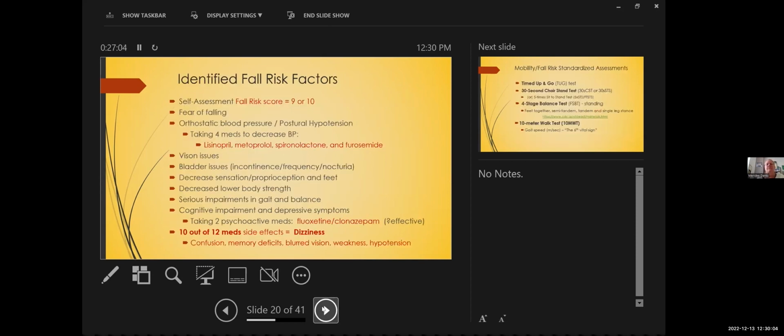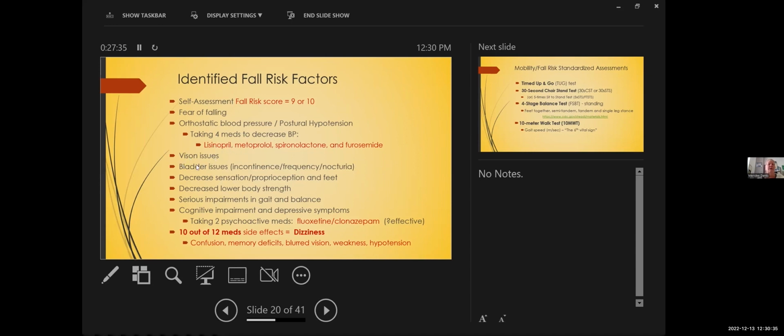So her self-assessment, we indicated she scored a 9 or 10, which was way over the fall risk. She reported fear of falling. We talked about the orthostatic blood pressure and taking meds to decrease blood pressure. She has 4 that can impact blood pressure. So is that too much? Is it causing that orthostatic hypotension? We might have the physician review the medication.